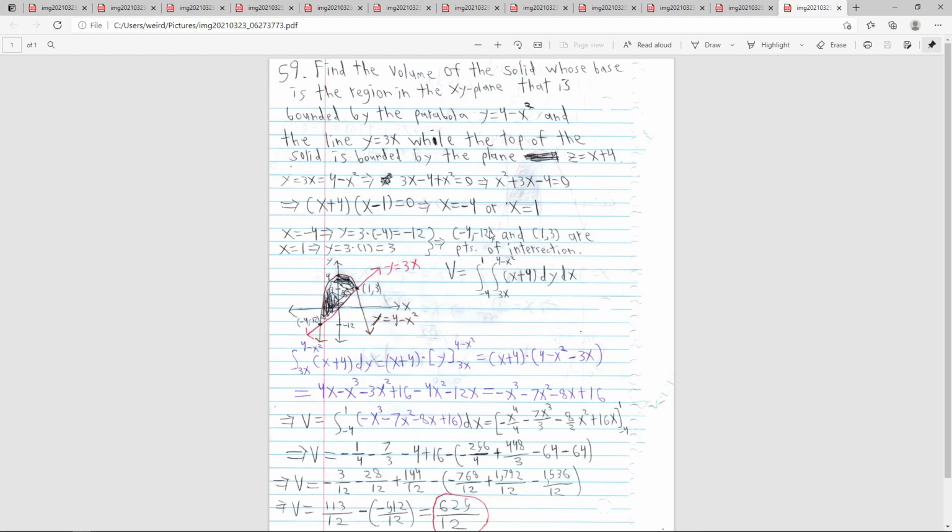And I sketched the region, y equals 4 minus x squared and the line y equals 3x. Y equals 3x, y equals 4 minus x squared. It's going to be this somewhat interesting region. I don't know if it's the best drawing, but it should be a little bit more dramatic.